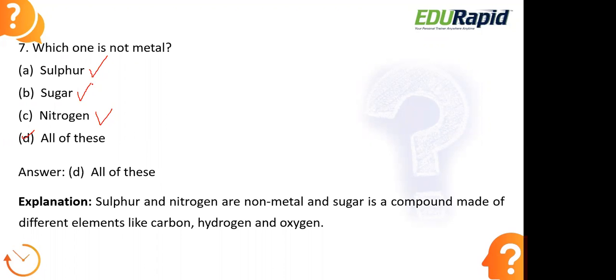Even sugar is a non-metal because sugar is made out of different elements like carbon, hydrogen, and oxygen. Carbon, hydrogen, and oxygen, all of these are non-metals. So when we combine carbon, hydrogen, and oxygen, we get the structure of sugar. So it is considered a non-metal. Okay. Moving to the next question now.